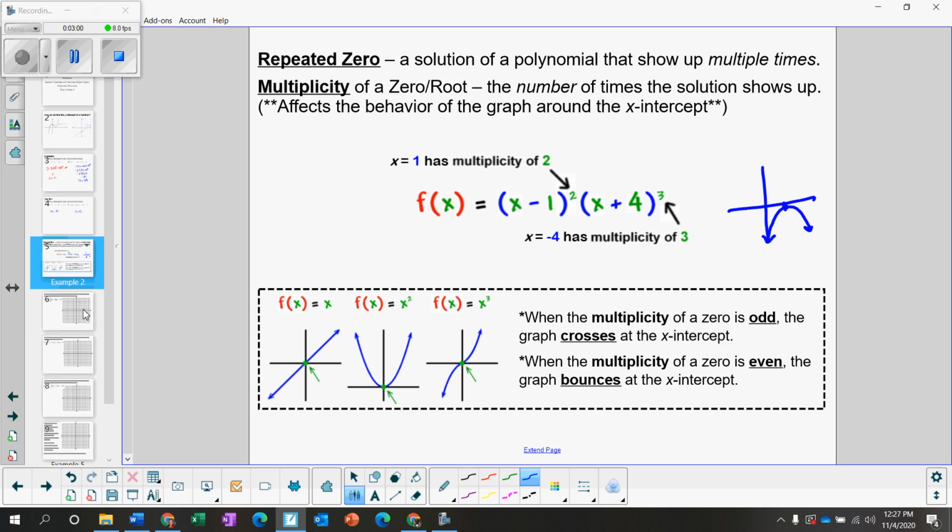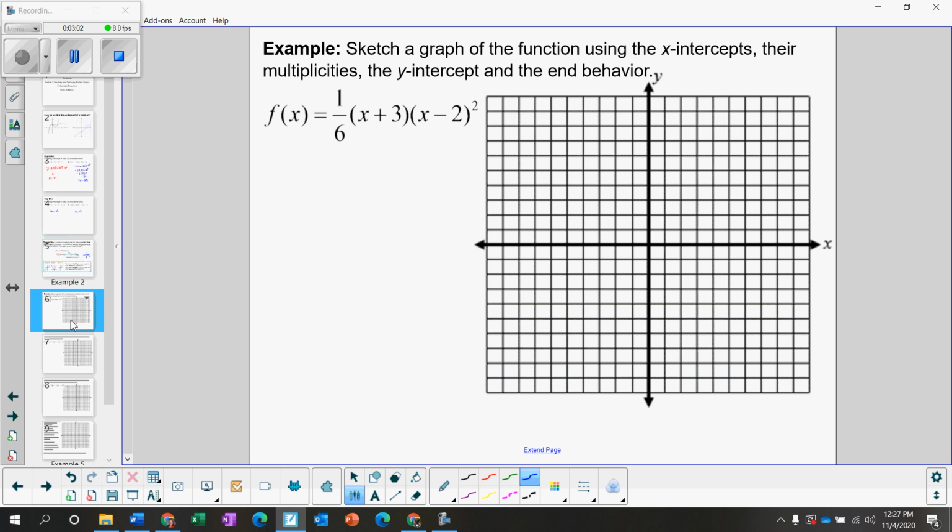So we're going to use everything we know now about polynomials to graph. It's just going to be a rough sketch. It's not going to be exact, but we are going to make sure we focus on the intercepts, both x and y, the end behavior, and the multiplicities of the roots.